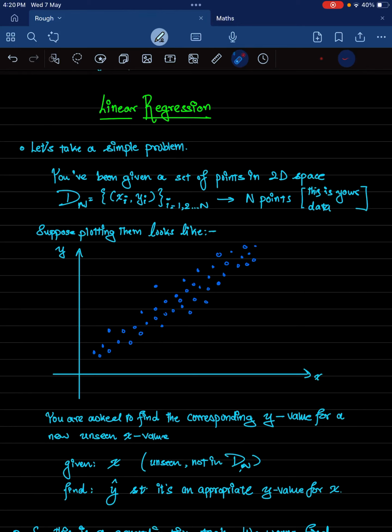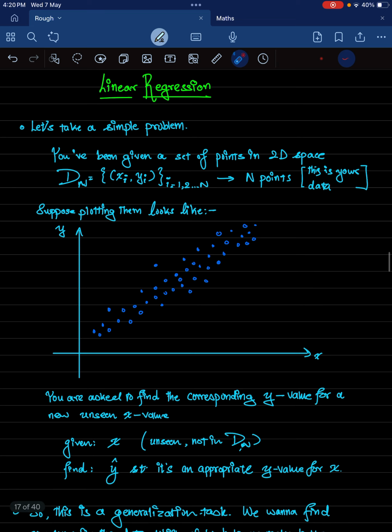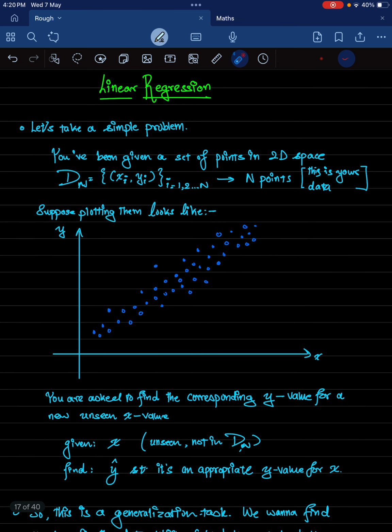Alright, hello folks. So today I'll be starting with linear regression, and this is the series of machine learning. Okay, so let's get started.